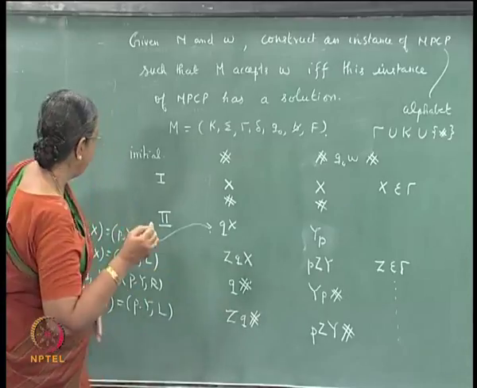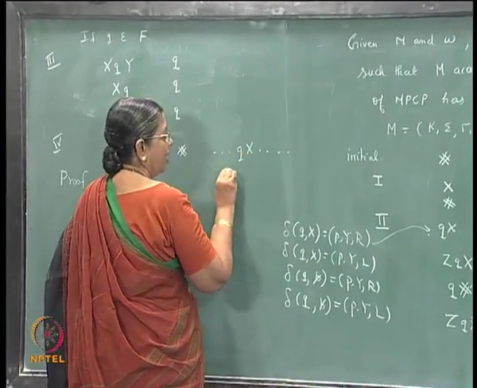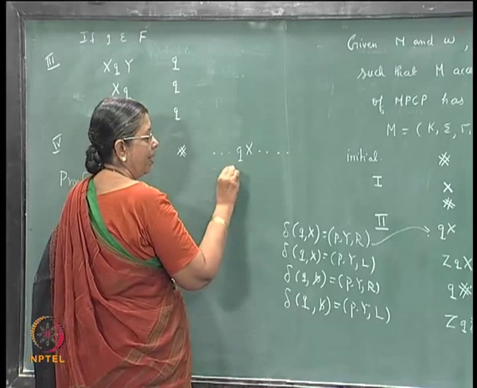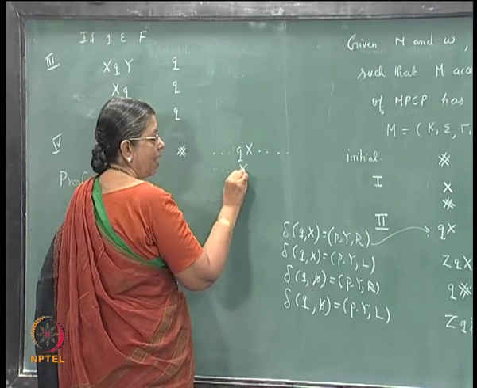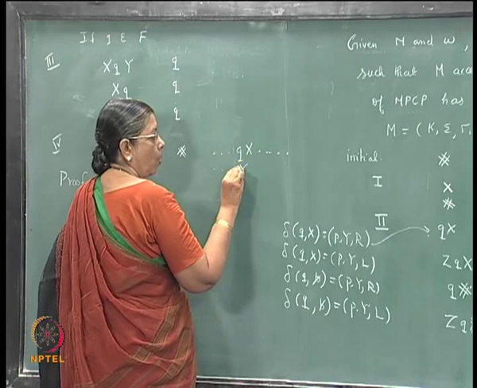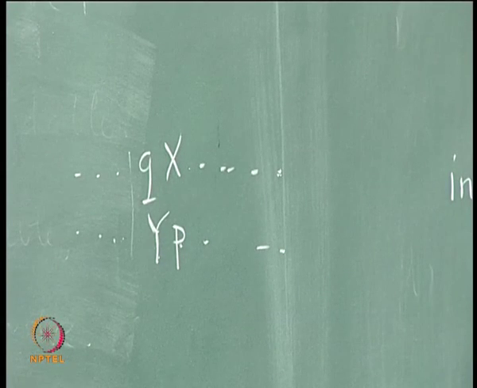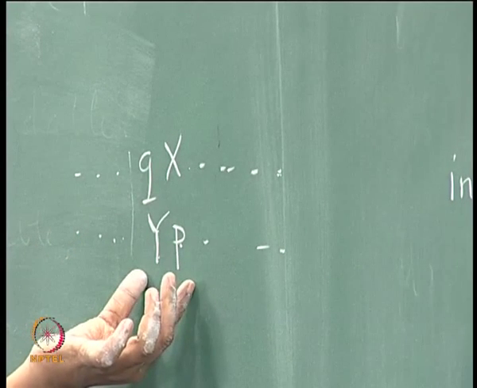So, in the ID, if you have Qx something, the next instance, what will happen? This portion will remain as it is and this portion also will remain as it is, X changes to Y and Q changes to P. This will be the next ID. So, this is changed into this.